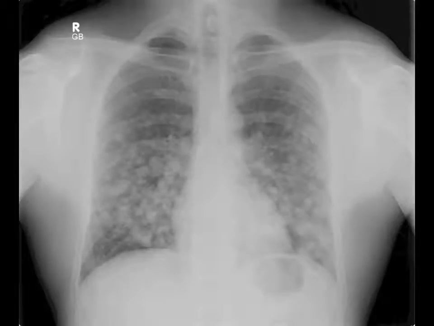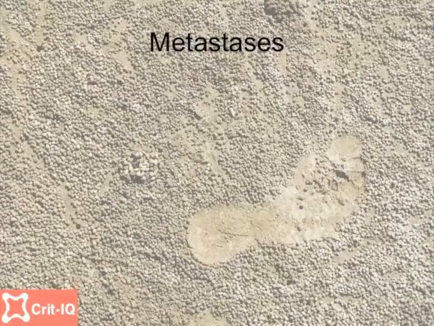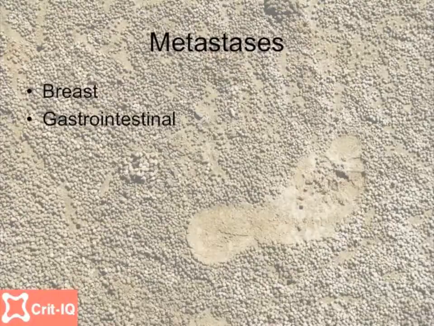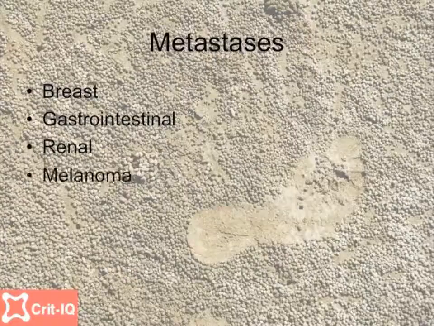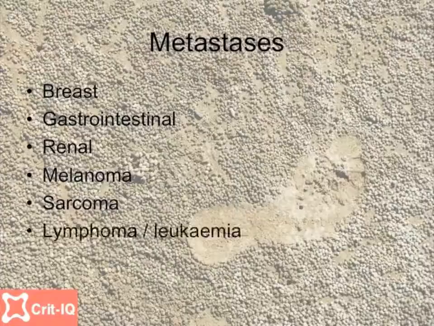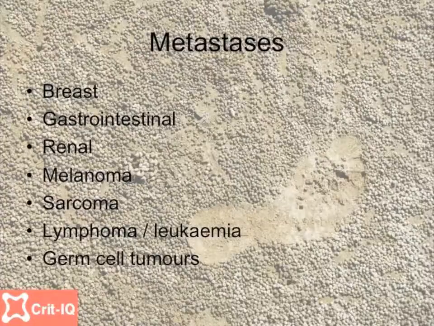Multiple similarly sized rounded lesions suggest hematogenous metastasis. The most common causes are breast, gastrointestinal tumours, renal tumours, melanoma, sarcoma, some blood-related cancers, and germ cell tumours.